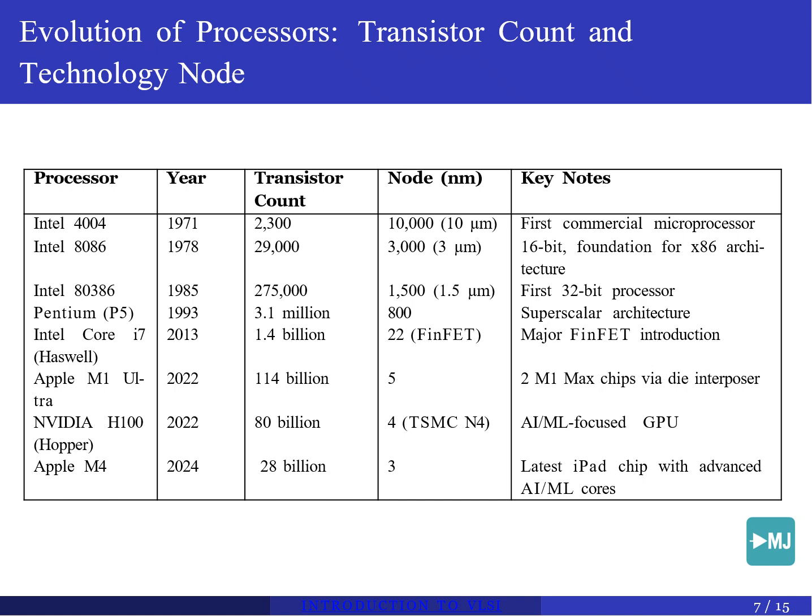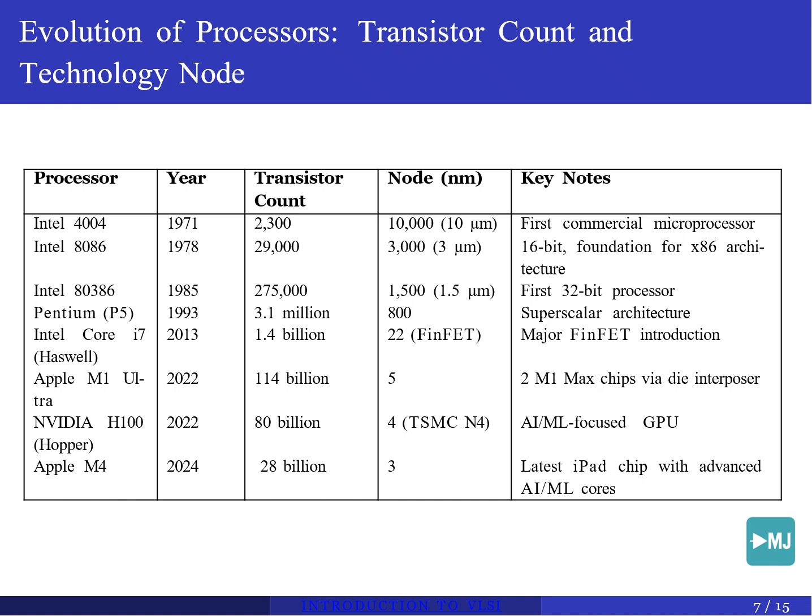This table puts the evolution in perspective. Look at the 4004 in 1971. The count of transistors is 2300, and when we jump to the present in 2024, Apple uses a transistor count of 28 billion or even more.